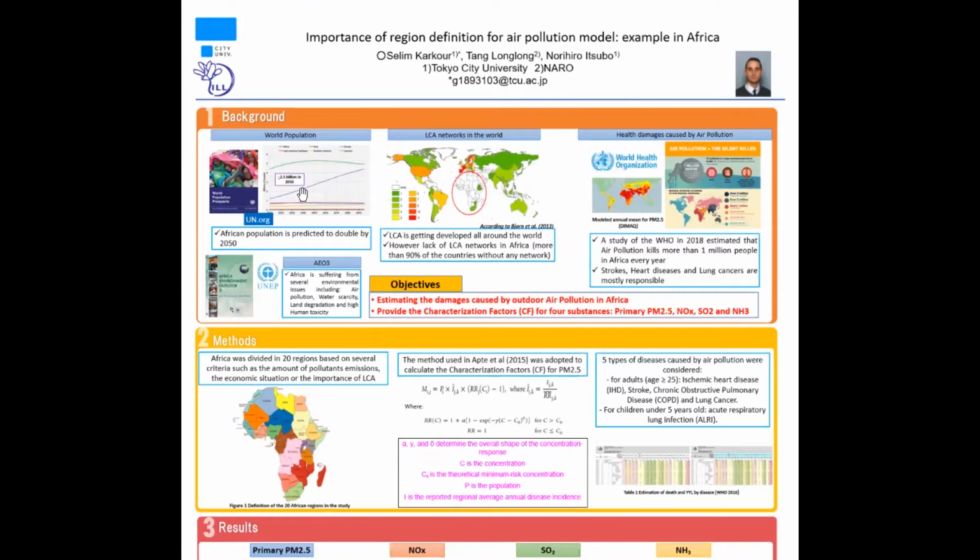Hello everyone, and this is Selim. So I will present my poster. So this is the importance of region definition for air pollution model, and especially the example in Africa.